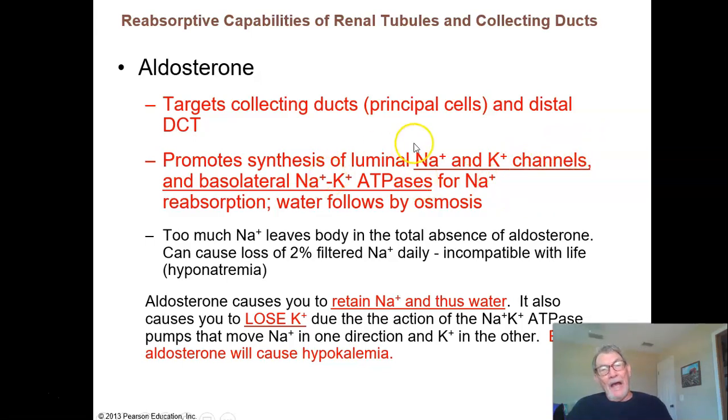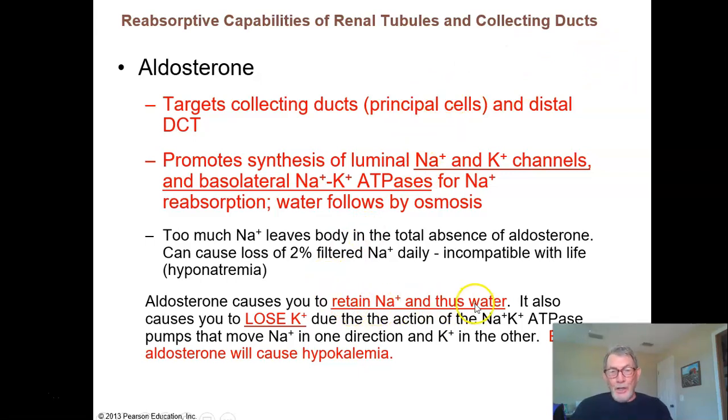So the actual action of these is to increase sodium-potassium pumps to increase sodium reabsorption into the blood, which secondarily pulls a lot of water and your blood pressure goes up. So remember, the renin-angiotensin-aldosterone system is designed to raise your blood pressure too. But it doesn't just bring in pure water like ADH does. It brings in sodium, and then water gets pulled by osmosis.